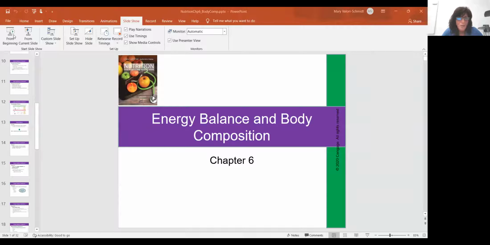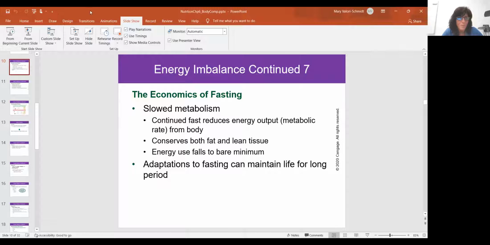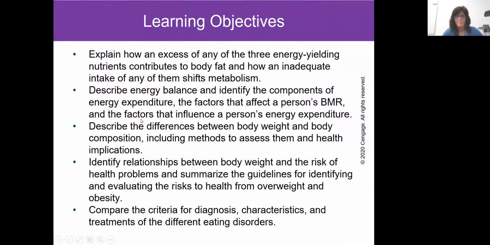Okay, energy balance and body composition. What are we going to be doing and learning in this? There we go. So the learning objectives. We're going to explain how an excess of any of the energy yielding nutrients can contribute to body fat, and not enough of them can actually change your metabolism, slow your metabolism down.